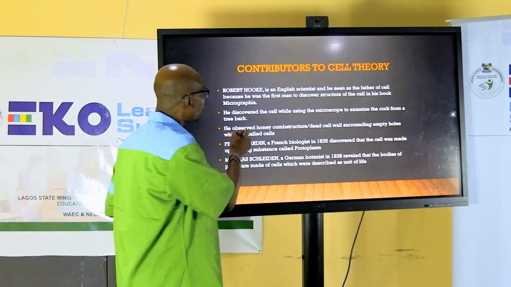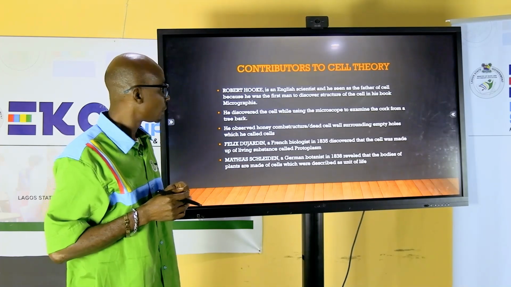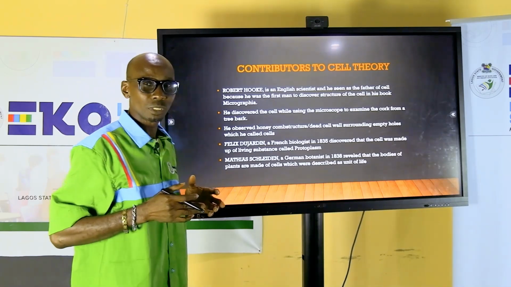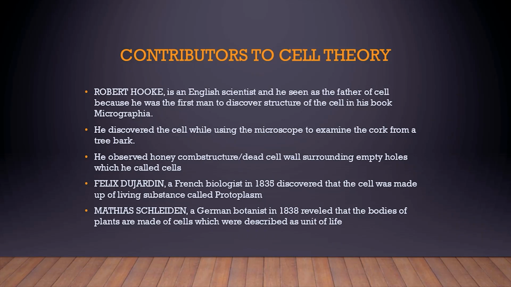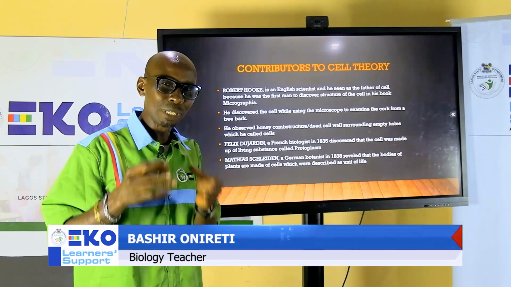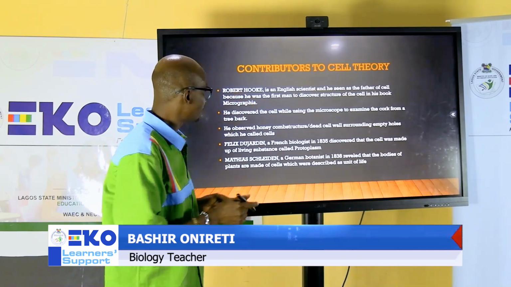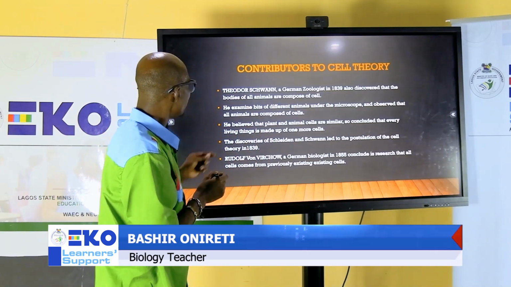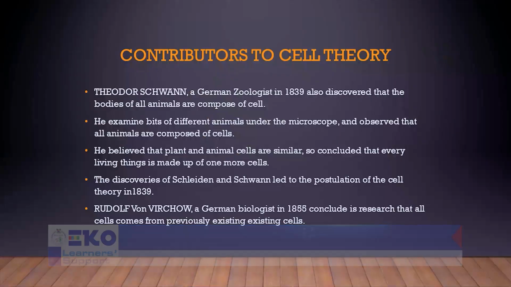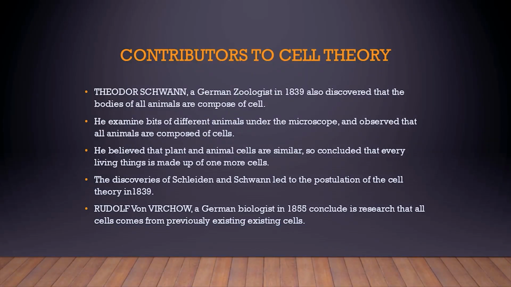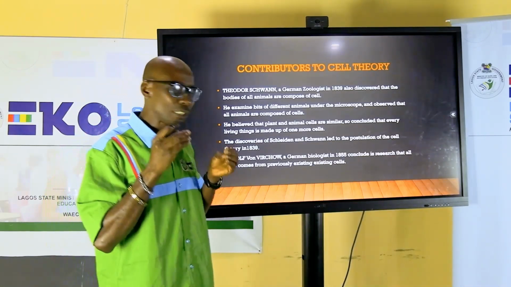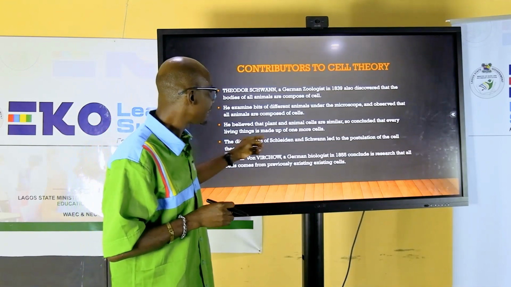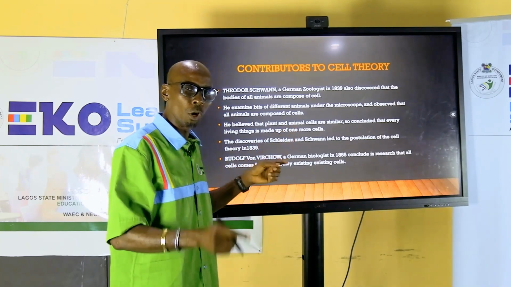We have a lot of contributors to cell theory. We will not fail to mention the father of cell, that is Robert Hooke. It is from his discovery that we know that every compartment of living things contains similar units, which are called cells. The next one is Theodor Schwann. Like I said, he's a zoologist. He observed the parts of an animal, and he found out that each of these parts contains similar units, which he said are made up of one or more cells.